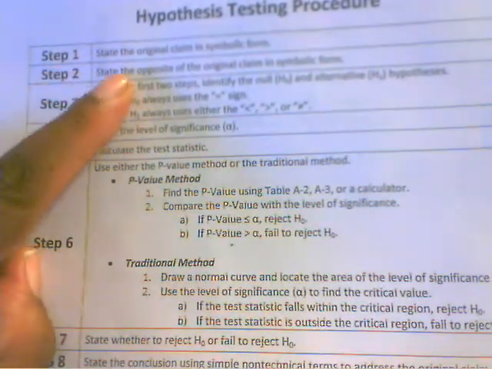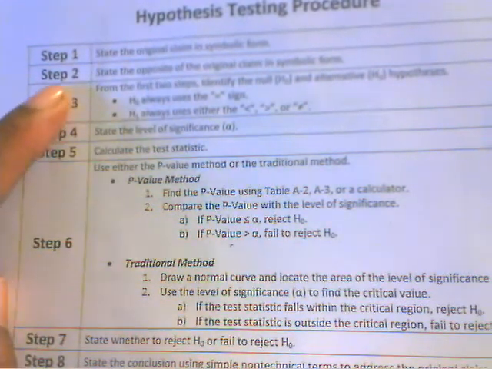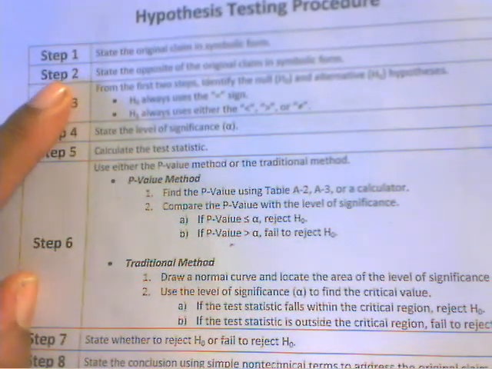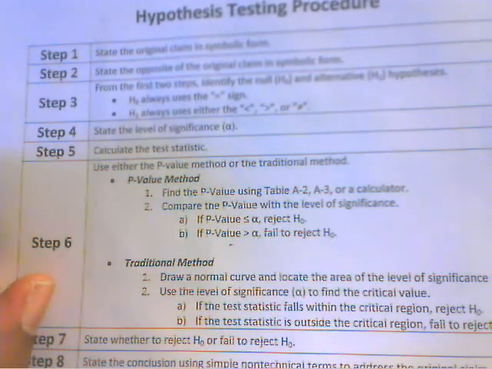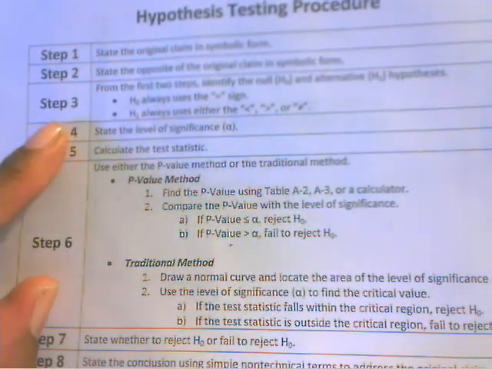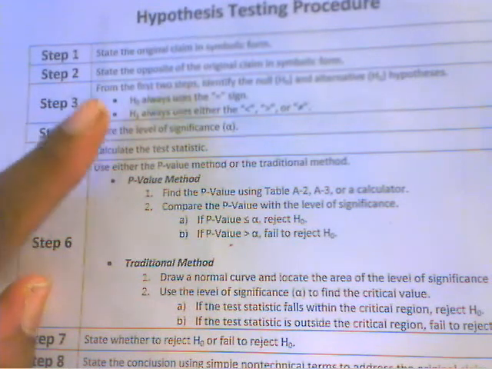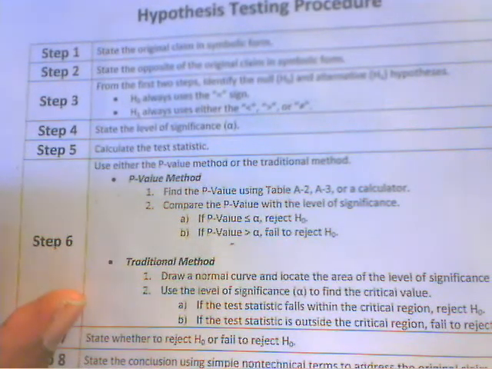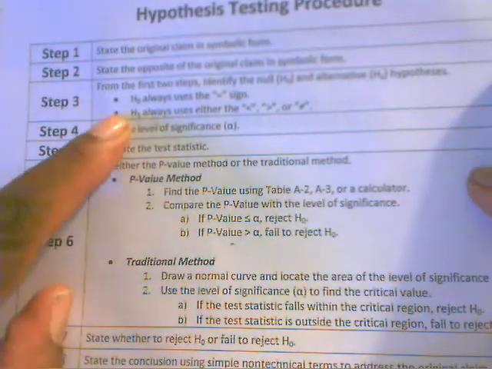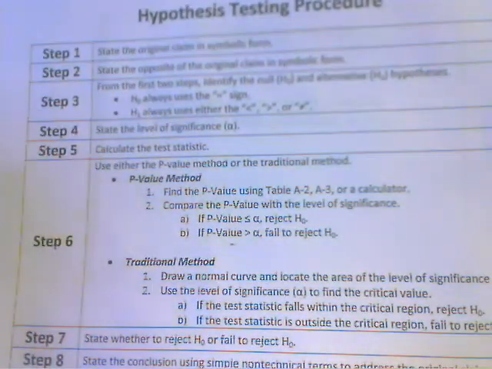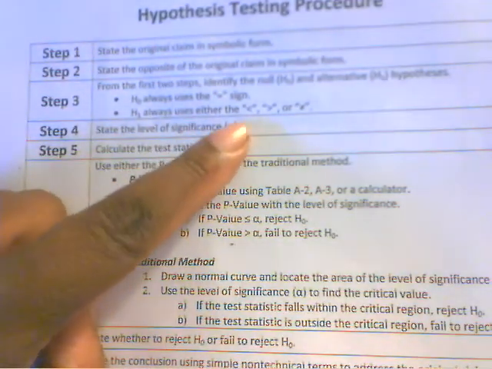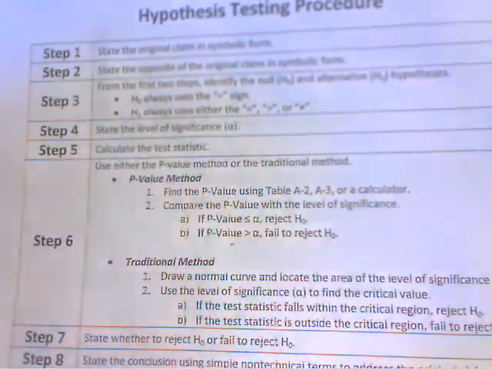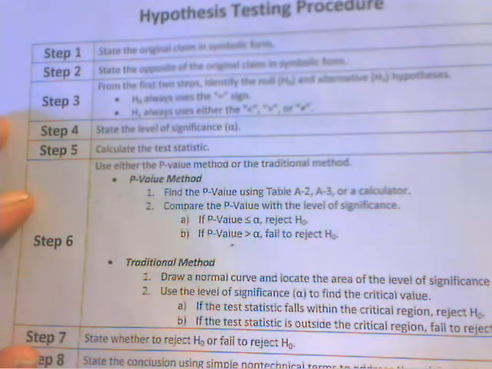In step 1, you're going to state the original claim in symbolic form. Then step number 2, you're going to state the opposite of the original claim, also in symbolic form. Then step number 3, from the first 2 steps, you want to identify the null and the alternative hypothesis. The null hypothesis always has the equal sign, whereas the alternative hypothesis will have either less than, greater than, or not equal to.